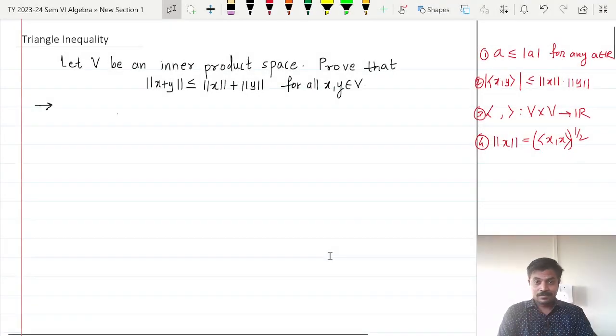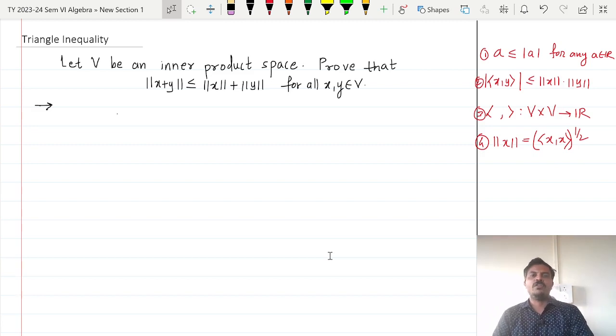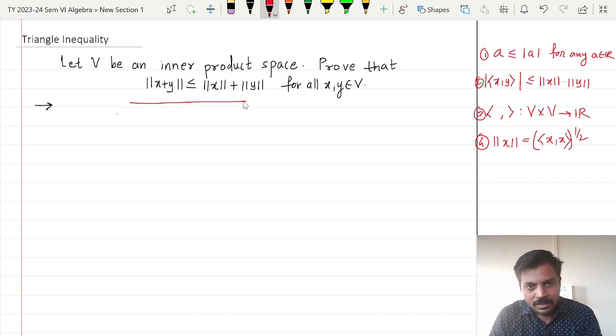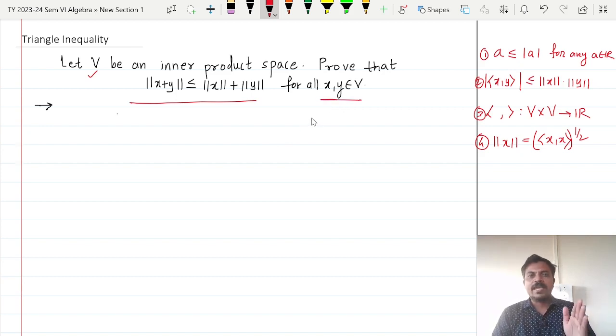In this class, we are going to prove triangle inequality for inner product spaces. So let us see the statement first. We are having the inner product space, we are calling it V. Now for any two elements x, y belonging to V, we have norm of x plus y is less than or equal to norm of x plus norm of y.